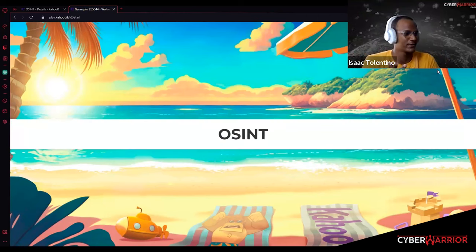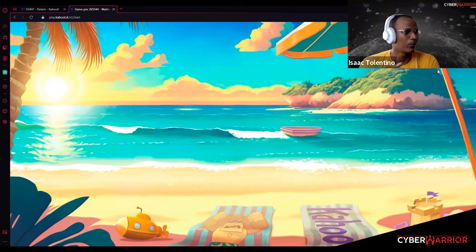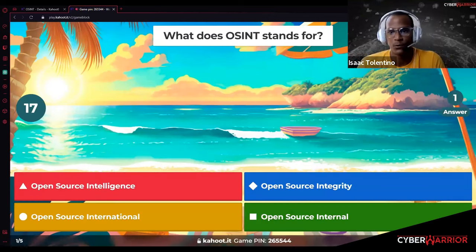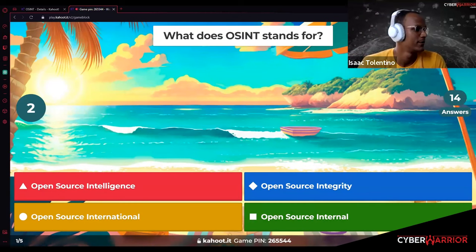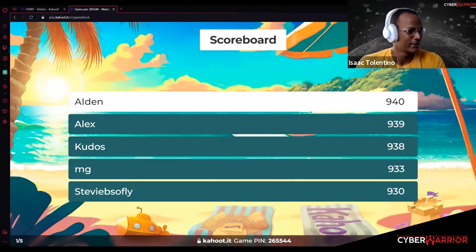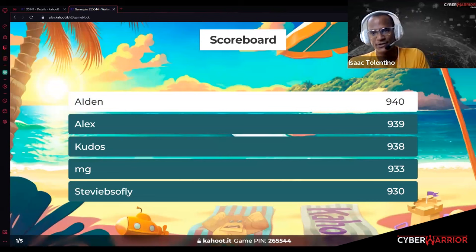Let's see. OSINT. 3, 2, and 1. So the first question is, what does OSINT stand for? Ooh, right away, we have a lot of answers. There we go. Seven more seconds. And nice. Okay, I like this number. Yeah, it is open source intelligence. That was said by David at the beginning. So good job there. We have a leaderboard.